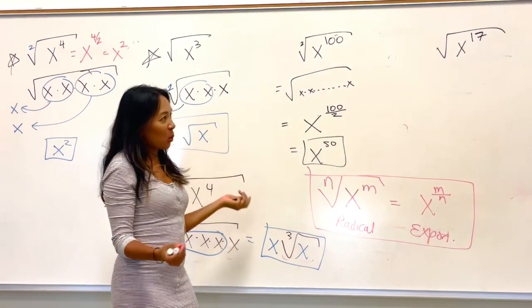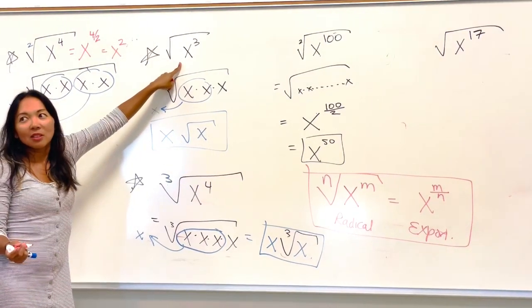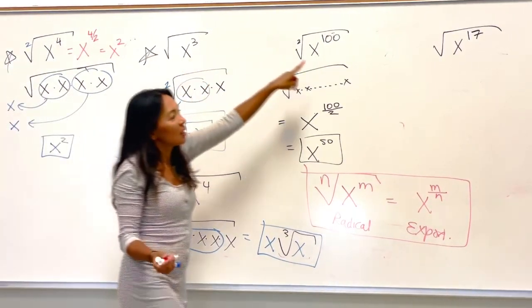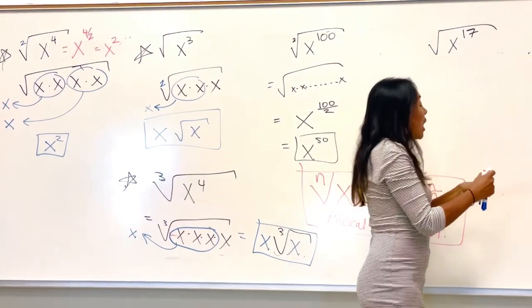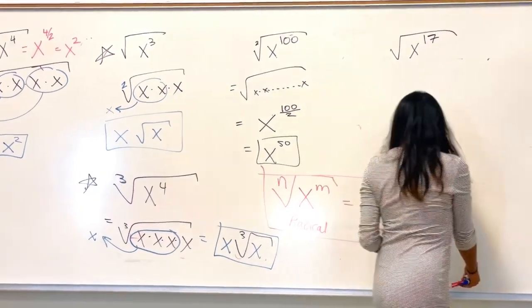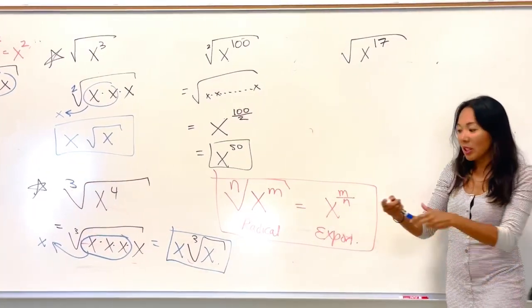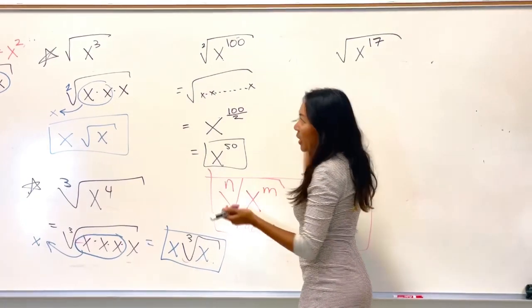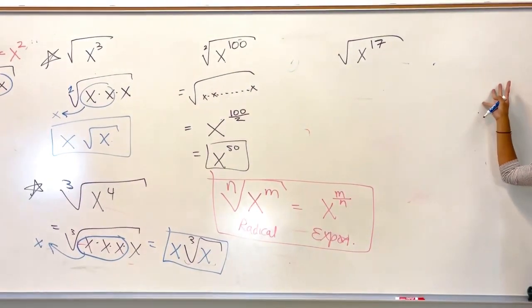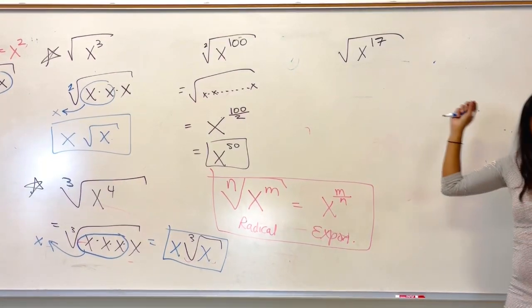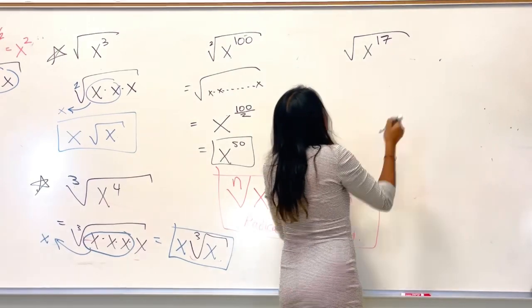But what happens if you have an odd number? What happens if you have an odd number? So here, if you have an odd number, if you want to use this fancy rule here, well, one, you can write it out 17 times. If you write it out 17 times, and then you find out the pairs, you pull it out, and then whatever's left over, you keep it inside. But here, you can rewrite this.